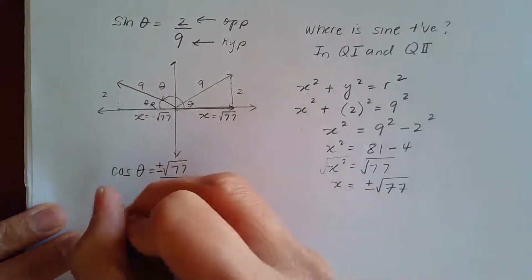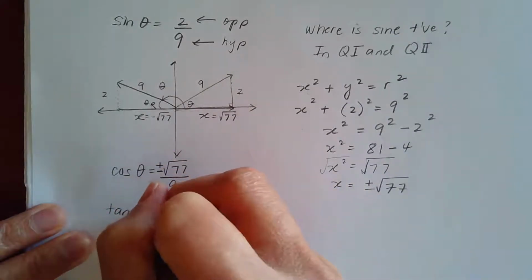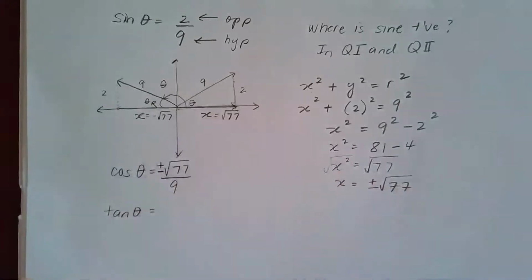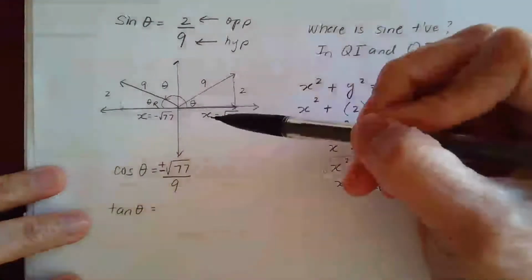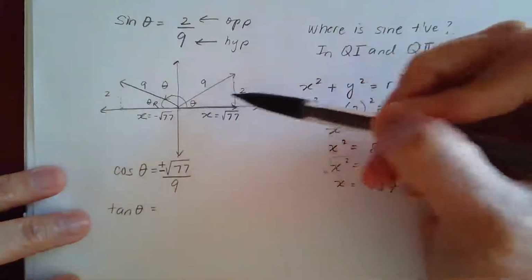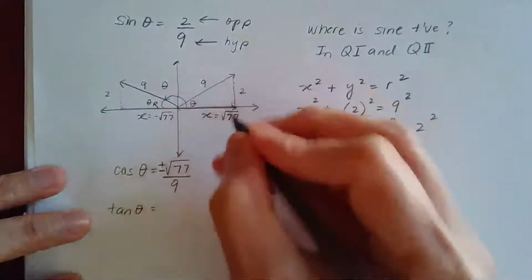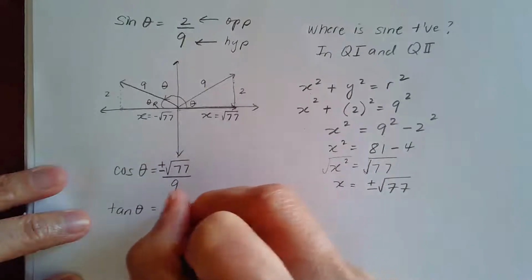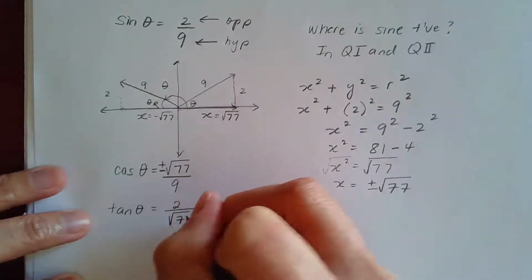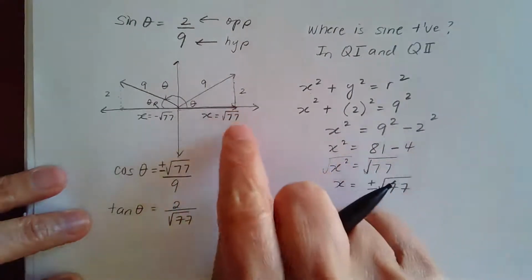Tangent. Tangent is opposite over adjacent. So opposite is going to be 2 over root of 77. But remember, we're going to remember here.